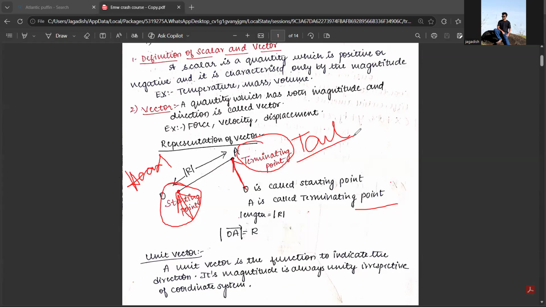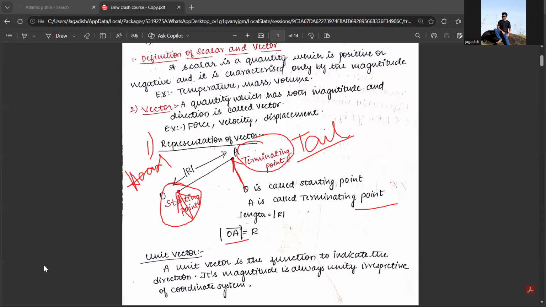Okay. So the magnitude of this is called R. This is a vector. A vector is a quantity which has both the magnitude and the direction. It has 2 points: one is the starting point and the other is the terminating point. The starting point we call the head, the terminating point we call the tail.